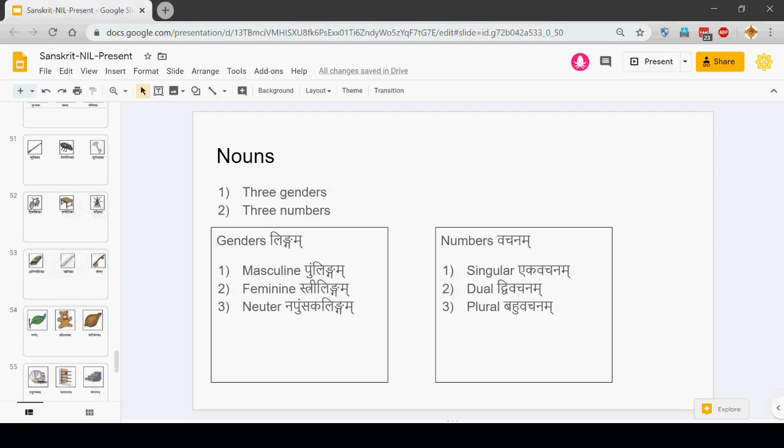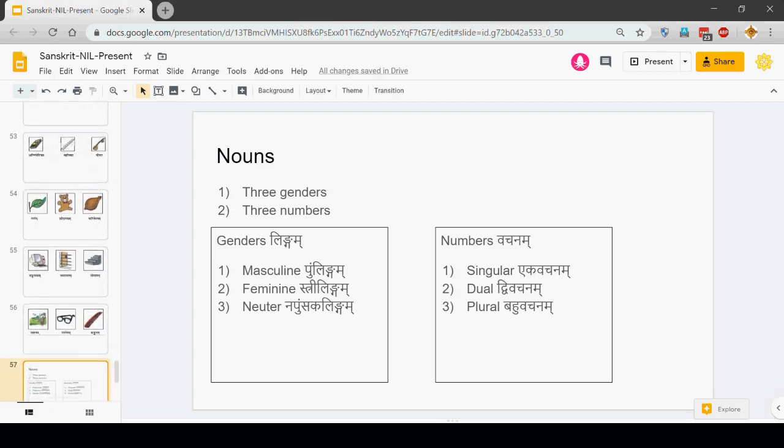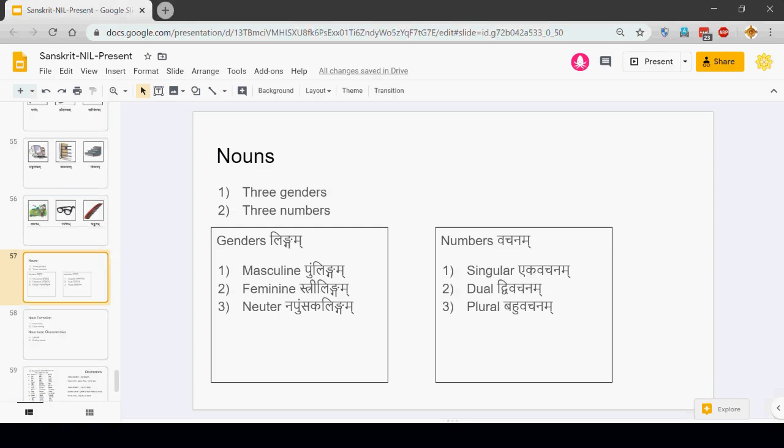So we will start getting into this study, how the nouns are used, how the verbs are used in a sentence going forward. So far we have looked at whatever words we have pronounced.